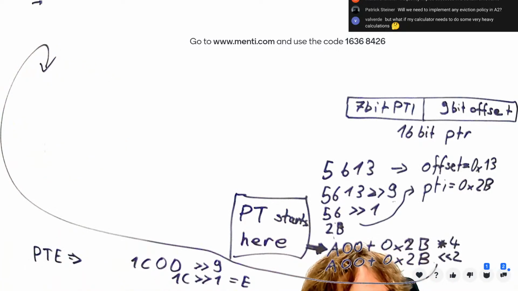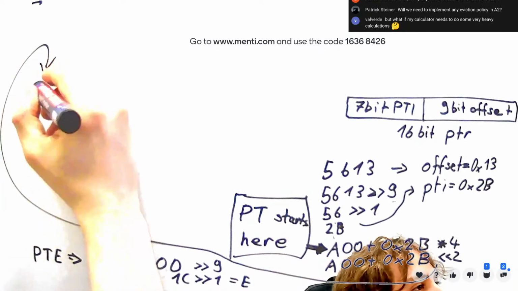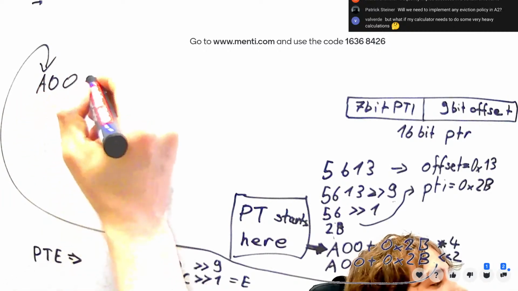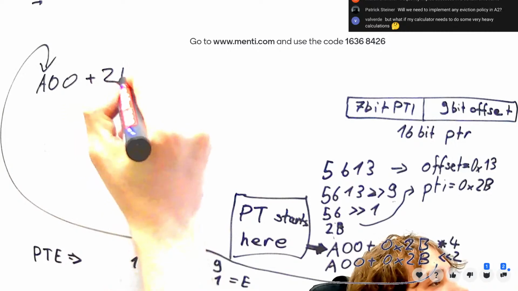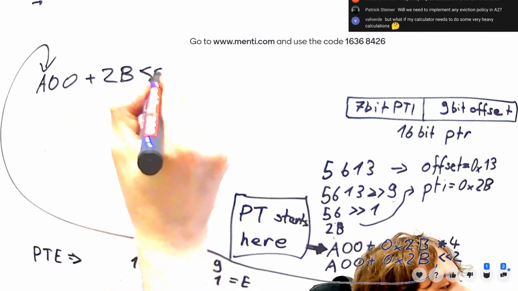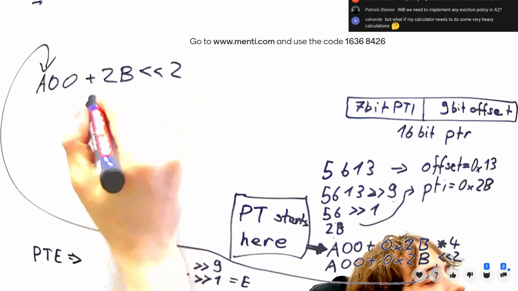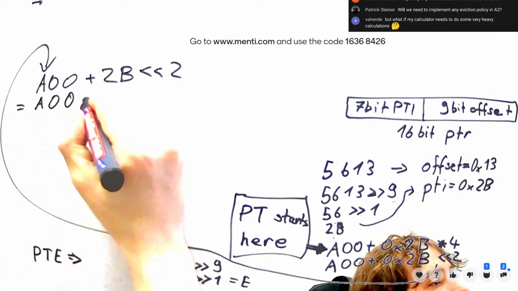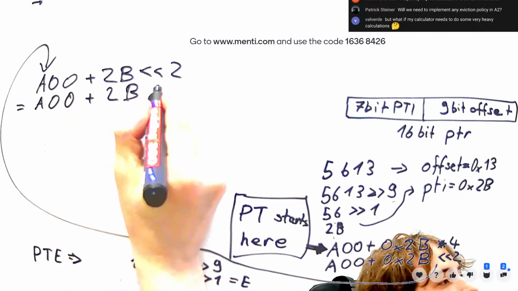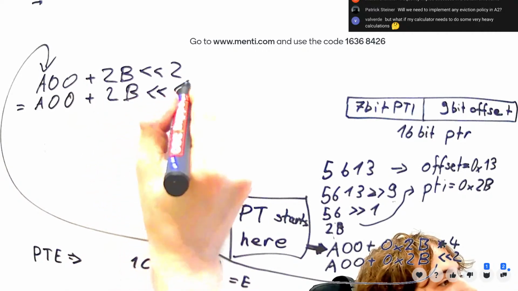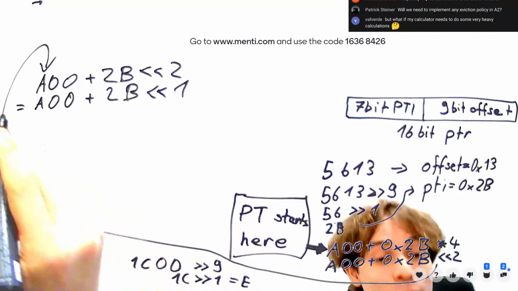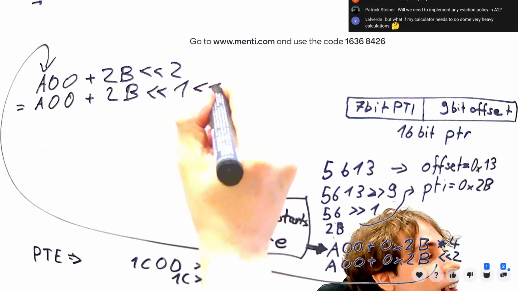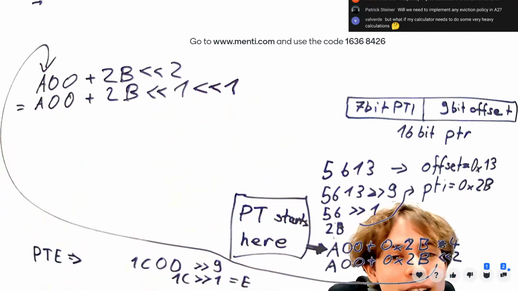Okay, we continue here. And we continue with how we compute this offset. A00 plus 2b shifted to the left by 2. This is the same as A00 plus 2b shifted to the left by 1, and this is something that I can do. Shifting to the left by 2 is complicated, but shifting to the left by 1 is easy. But we have to shift it 2 times to the left by 1.